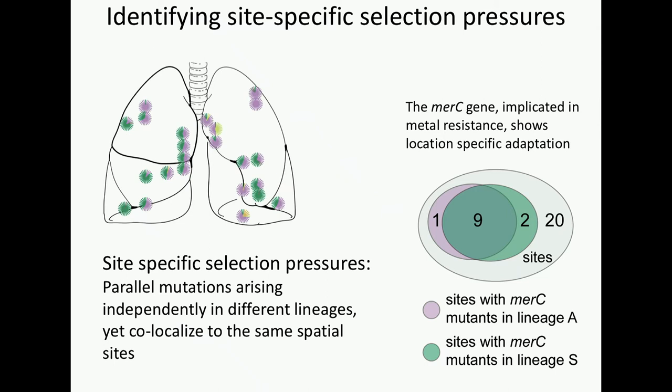Because that happened, right? Just like we did at the single patient level, because we have diversification within a single patient, we can do selection pressure acting within its patient level. Now, because we have diversification within a single site, we can do the same trick and ask, are there any genes that evolve in parallel and independently in those different lineages, yet are co-localized to the same sites?